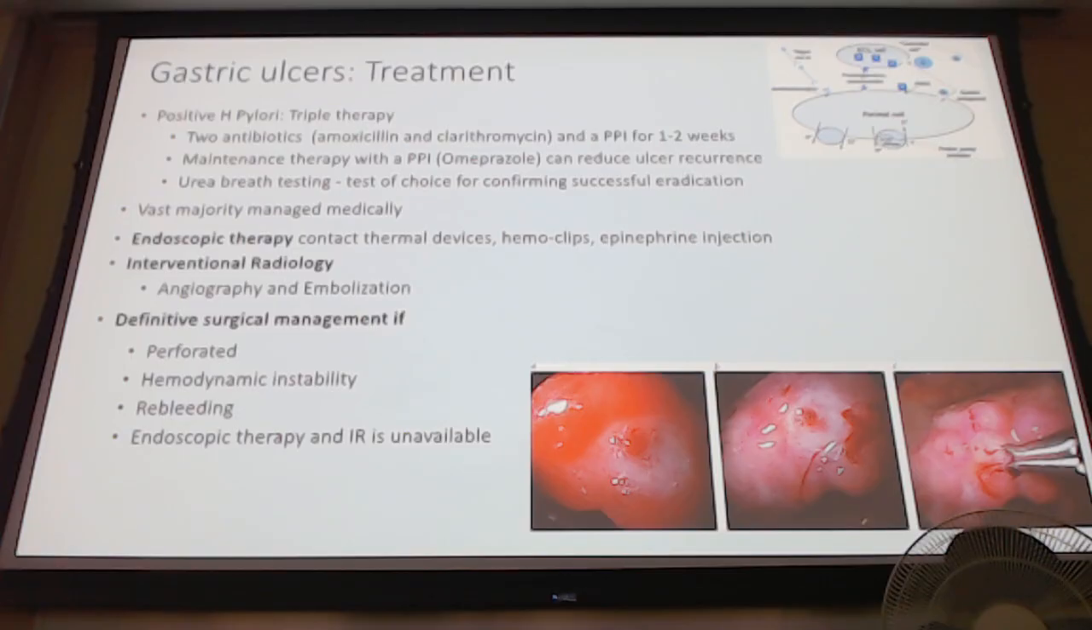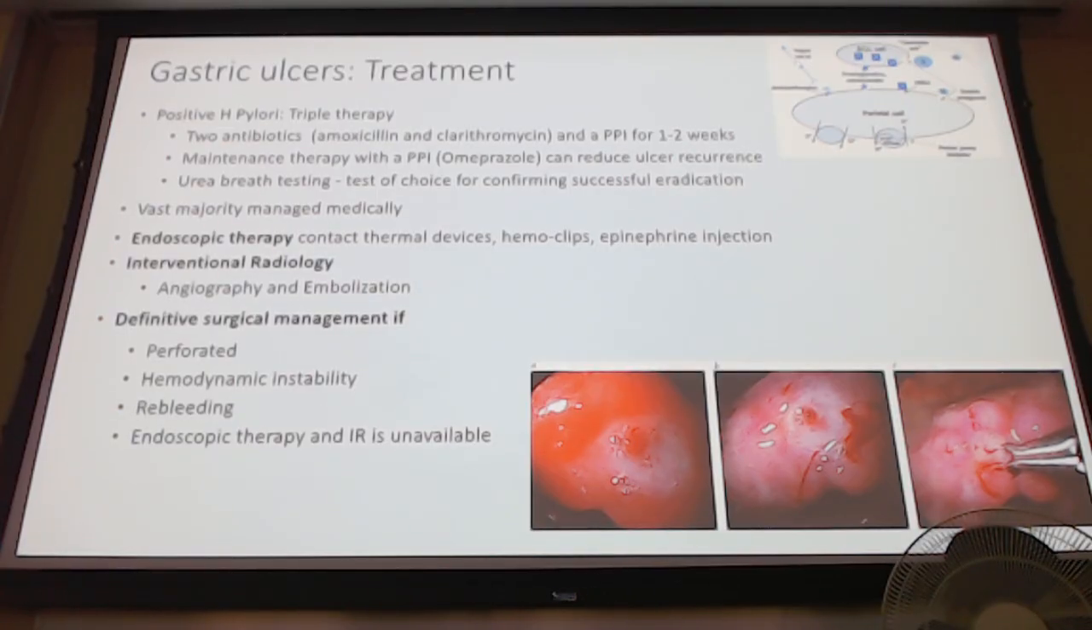You all remember, if it's positive for H. pylori, the triple therapy: two antibiotics plus a PPI for a minute. We may need to have them on maintenance therapy of PPI for 6 weeks. We can do a urea breath test to confirm successful eradication.